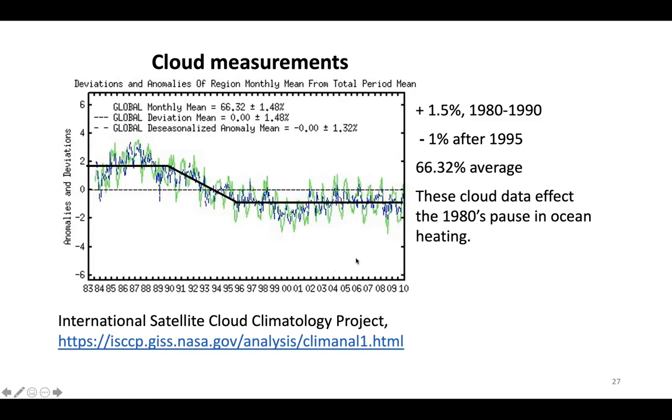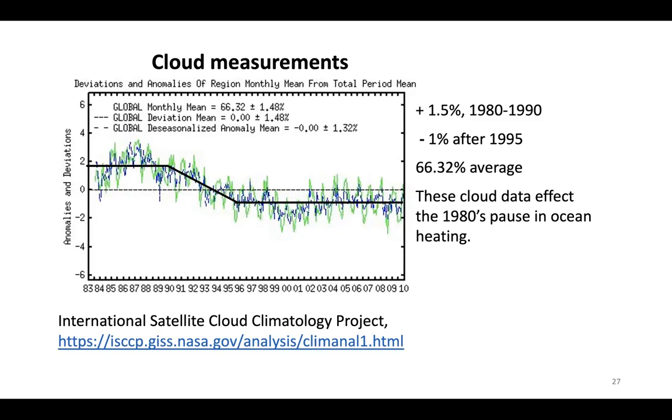And what this particular study showed was that in the 1980s, between 1980 and 1990, the cloud cover was somewhat larger than it came to later. In fact, it was about 1.5% more than the average for the whole period in the 80s, and it was about 1% less than the average for the whole period after 1995. So that's a 2.5% change from the 66% or around the 66% average that occurred during that period.